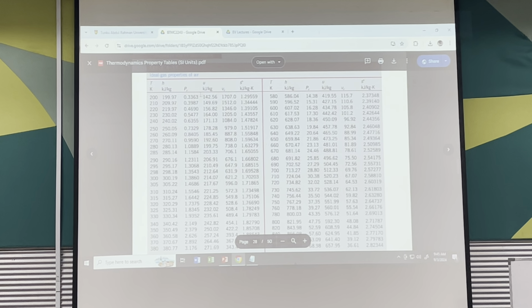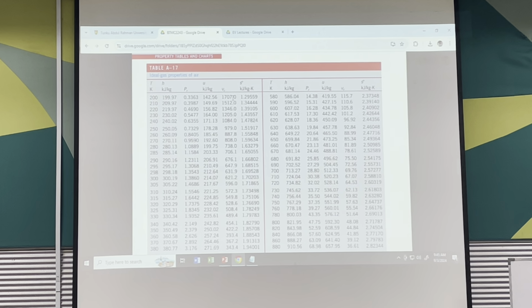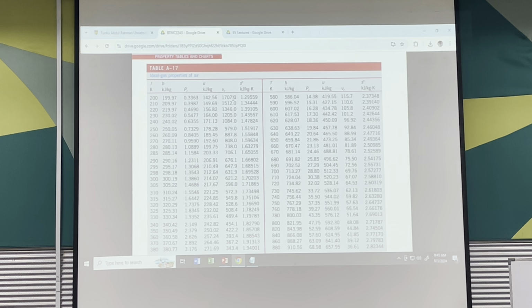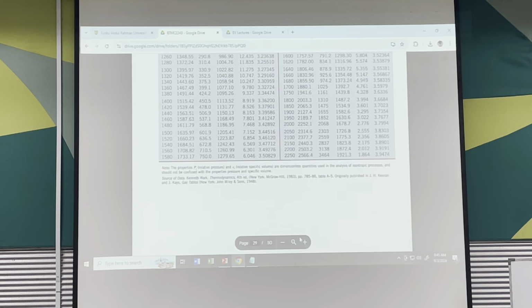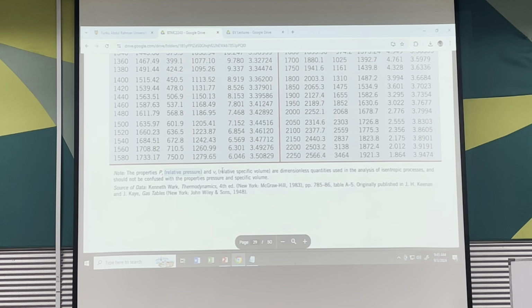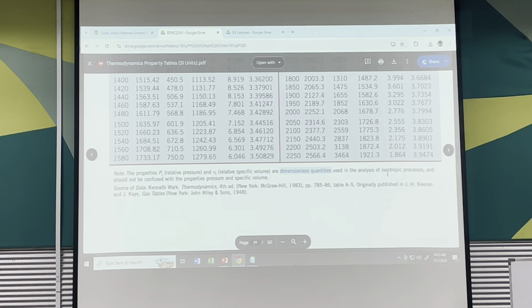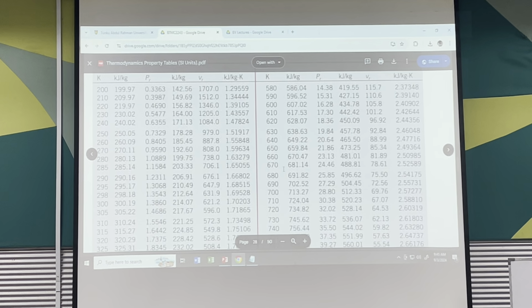Now, we have one P value and one v value here, but keep in mind they are not pressure and volume. Air can exist at any temperature and any pressure or volume. The terms this table uses are relative pressure and relative specific volume. You can think of them as reference pressure or reference volume, just something for us to compare. Later you'll see how we use them. They are dimensionless quantities used in the analysis of isentropic processes. They are not the actual pressure and specific volume.